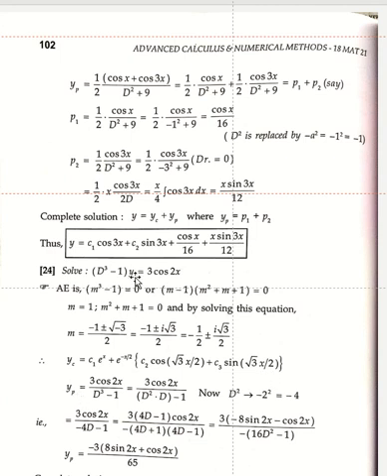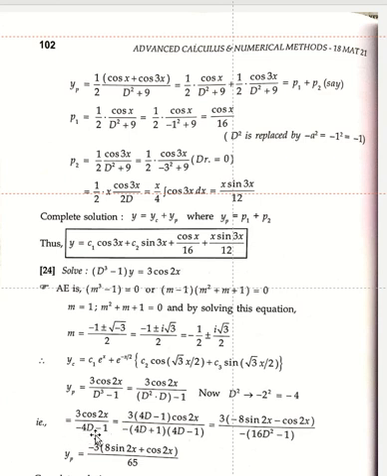Next we have to find yp. How to find yp? Yp is equal to 3 cos 2x divided by D cube minus 1. Here D cube can be written as D square into D, minus 1. Now D square is replaced by minus a square. What is a square? A is 2, so a square is 4. Wherever D square appears, replace D square by minus 4. So 3 cos 2x divided by minus 4 into D minus 1. That is equal to 3 into, taking minus as a common term, the remaining term 4D plus 1.